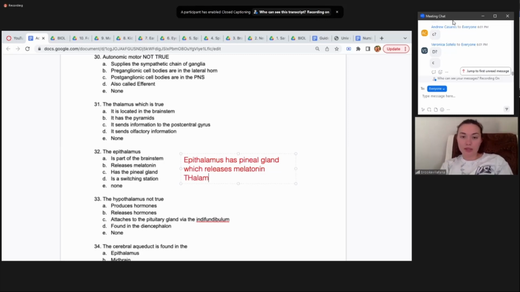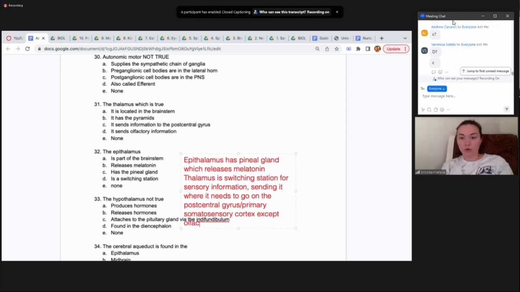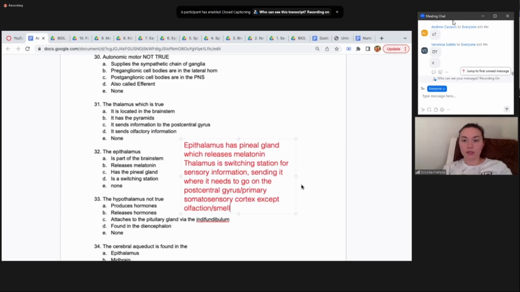And then the thalamus is the switching station for sensory information, sending it where it needs to go on the postcentral gyrus, which is the same as the primary somatosensory cortex, except olfaction. So olfaction, or smell, is not one of the things that is switched.